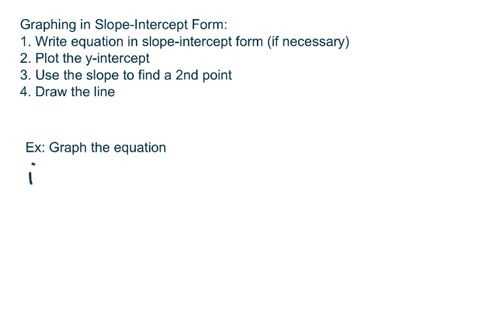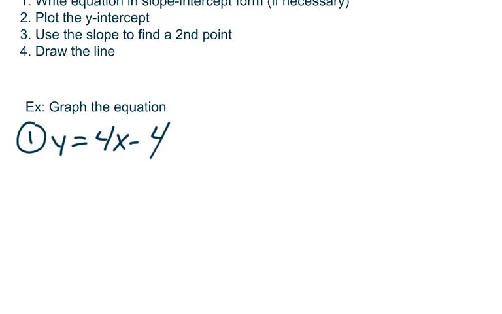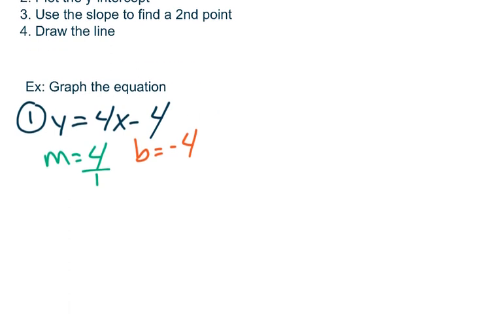Number 1, graph the equation. Let's go with y equals 4x minus 4. Let's start by identifying slope and y-intercept, because this is already in slope-intercept form. Y is already by itself. So the slope is 4. The y-intercept is negative 4. And remember, slope is a fraction. If it's a whole number, we can make it a fraction by putting it over 1. And that's going to come in handy here in just 1 second.